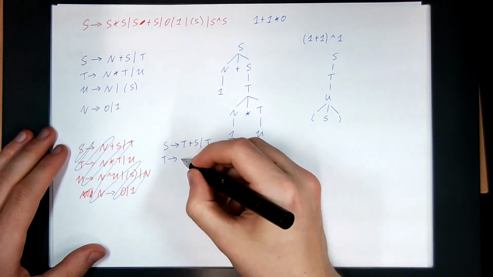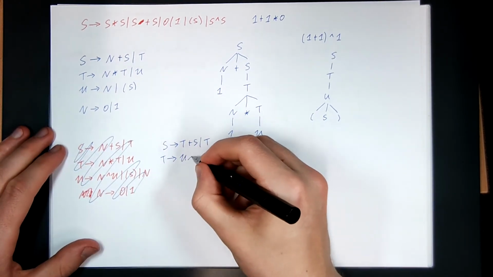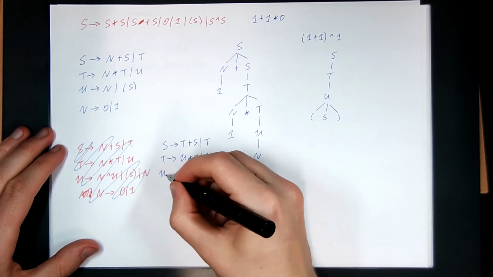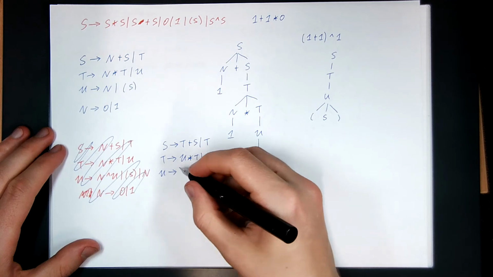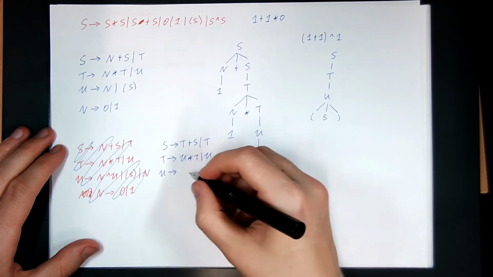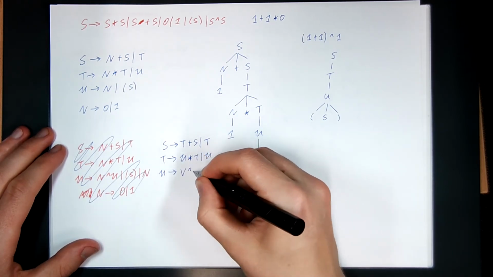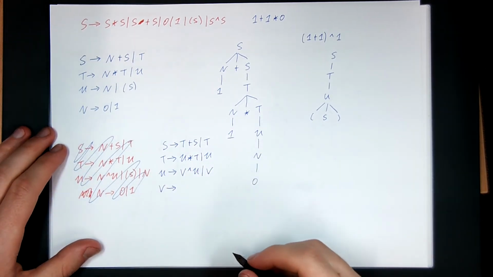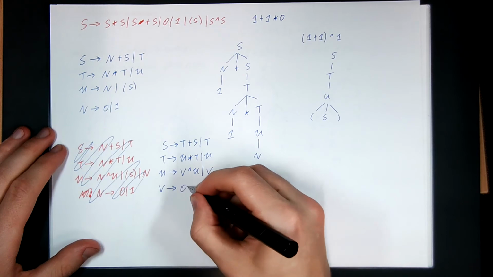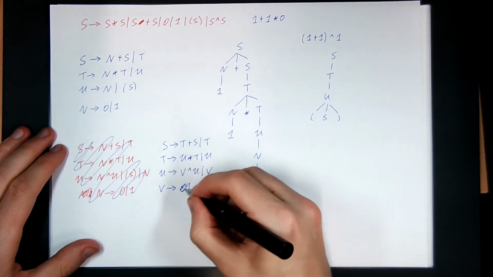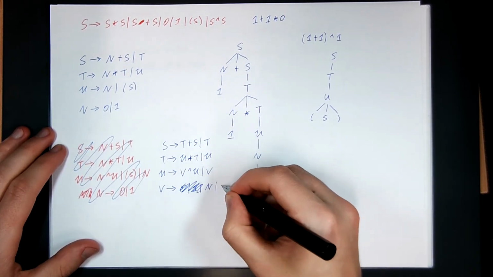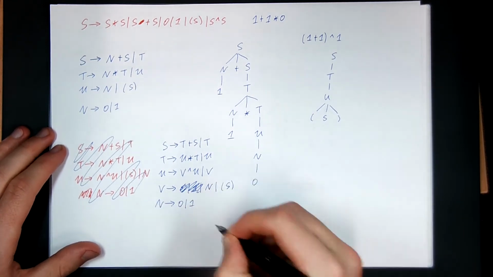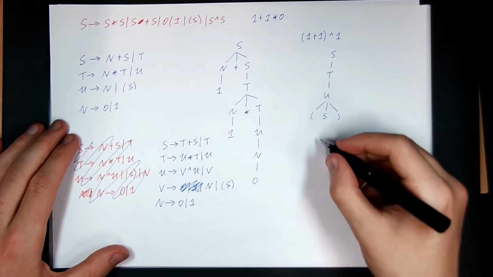T can go to the next layer down, U times T, or next layer down directly. U can go to the next layer down with exponentiation, so V to the power of U, or V. And then V can either be a number, or maybe I'll have N, or start again with brackets. And then N can be our numbers. Okay, so let's give this another shot.